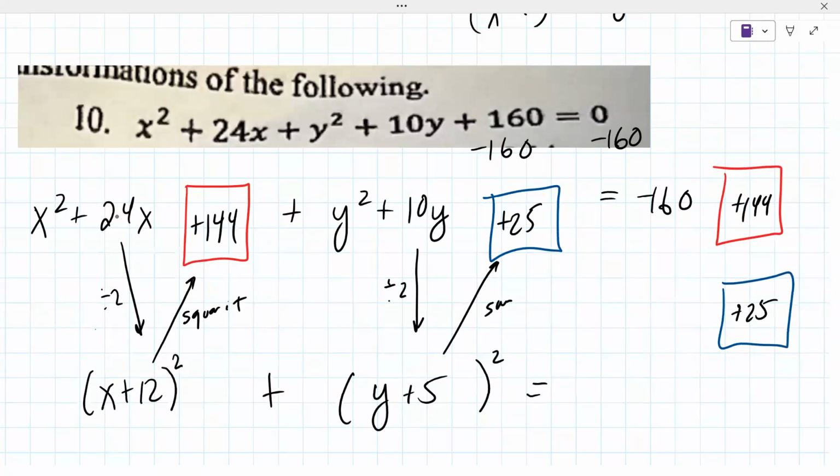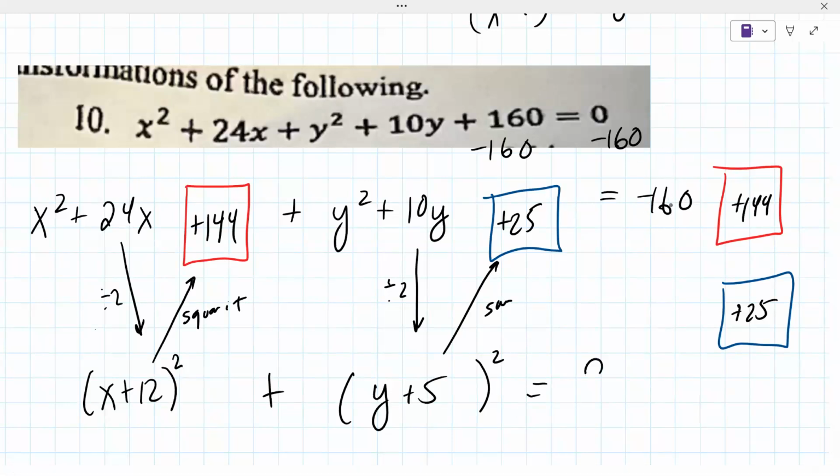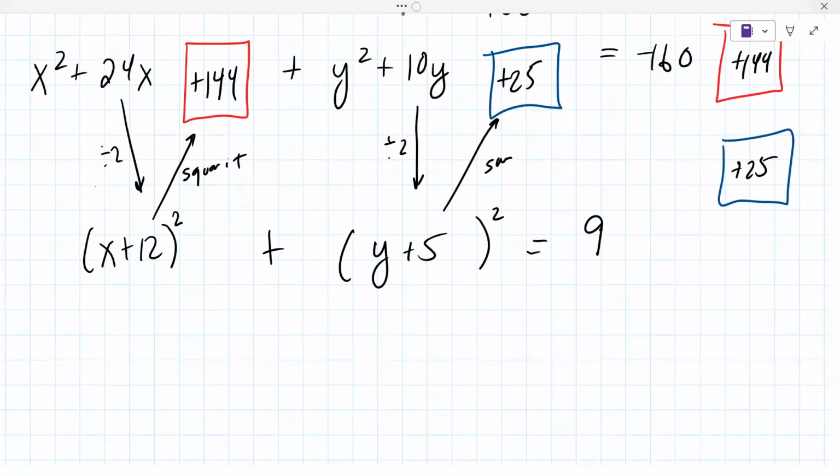So then the next thing is to calculate the number on the right there. Okay. So I have 144 plus 25 equals minus one. 169 minus 160. Yes. So 9 equals 9. Very good. Okay, now the next thing is you write the standard form underneath it.